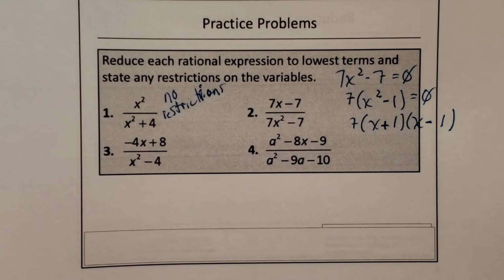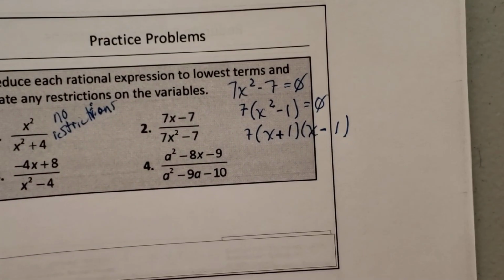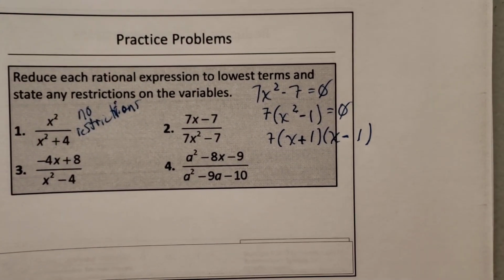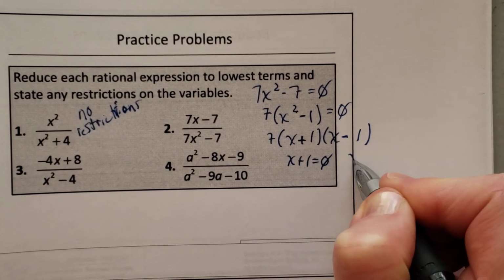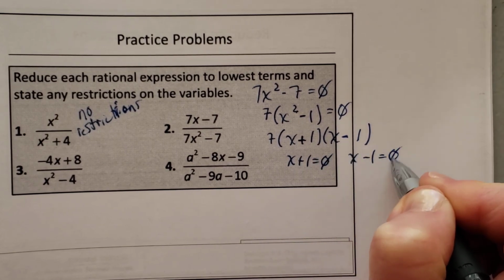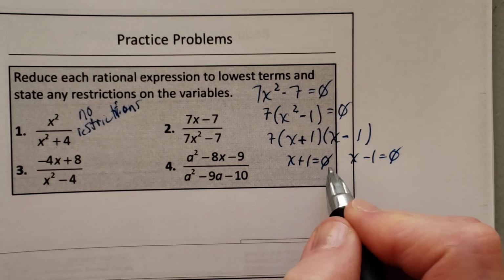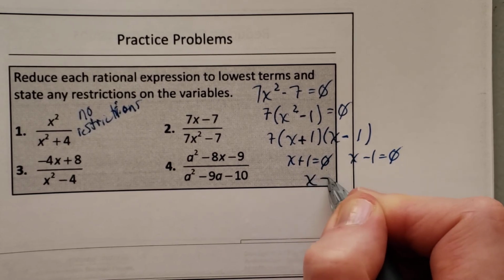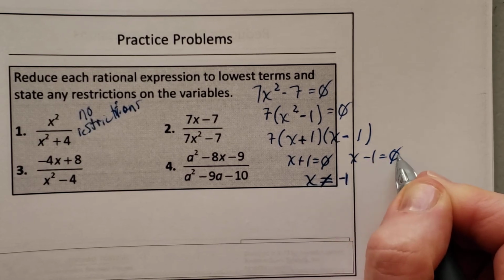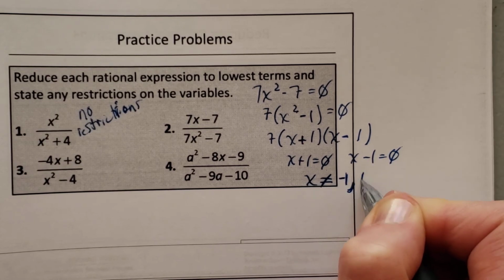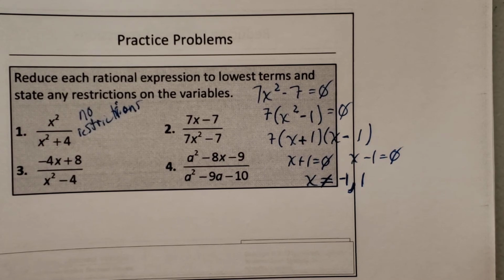So then I take both of those parentheses and I set them both equal to 0. So x plus 1 equals 0 and x minus 1 equals 0. Here I'm going to subtract 1, so I know that x cannot equal negative 1, and here I would add 1, nor could x equal 1. So those are the restrictions.